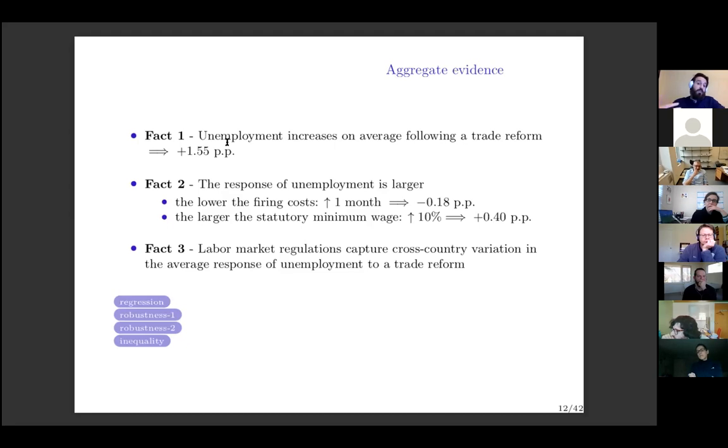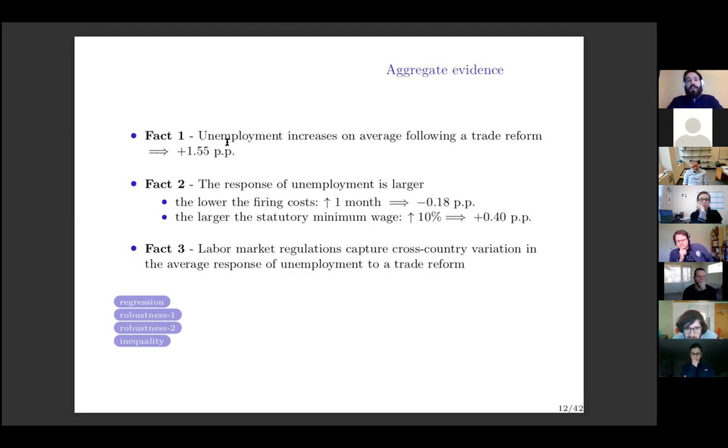And the response of unemployment seems to be also larger, the larger is the minimum wage. In particular, an increase of the minimum wage of 10% leads to an increase of unemployment rate of 0.40%. But most importantly, once I control for dispersion, for heterogeneity in labor market institutions at the time of trade reforms, they seem to capture most of the variation in unemployment in the sample.